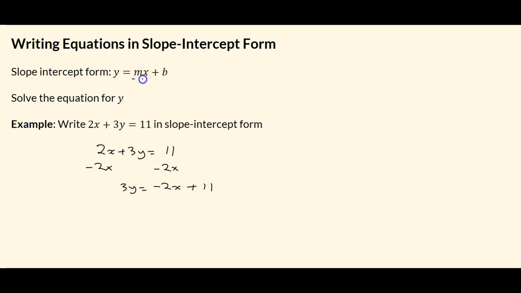Remember that this is the format that we're using. That's why I have the x coming first. And then we divide by 3. When we divide by 3 to isolate y, we're dividing every term on the right-hand side by 3 as well. So y is going to be equal to -2/3 x + 11/3. So this is what we mean when we write this in slope-intercept form. This right here is your slope, and this is your intercept.